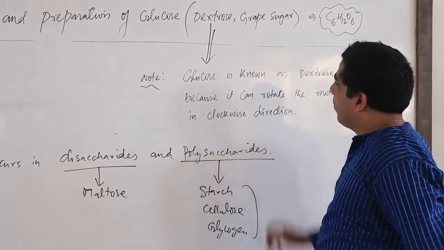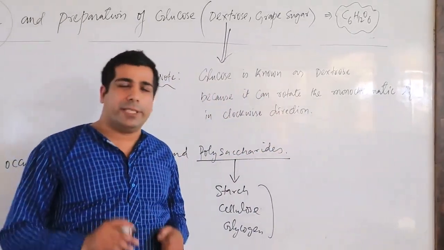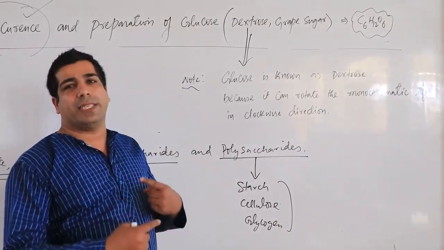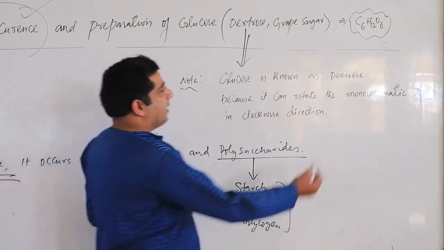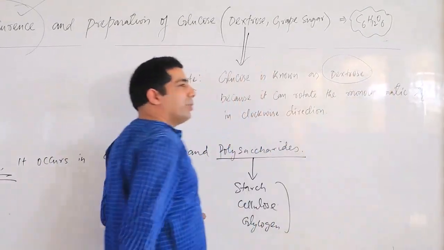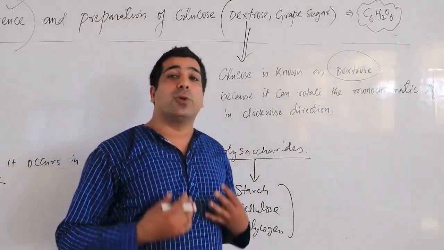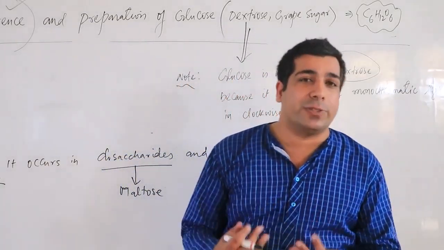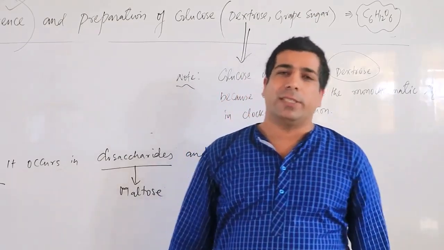Last time I told you, if I take a solution of glucose, it can rotate the monochromatic light in a clockwise direction. And that's why it is known as dextrose. Dextrose can also be related to dextrorotatory. Dextrose means dextrorotatory, which can rotate the light in a clockwise direction.